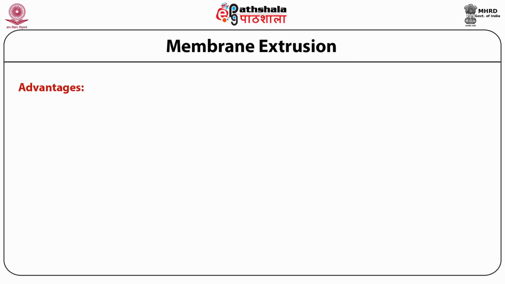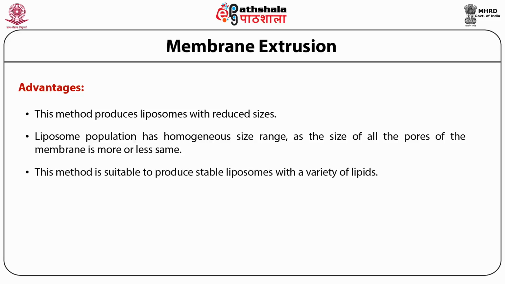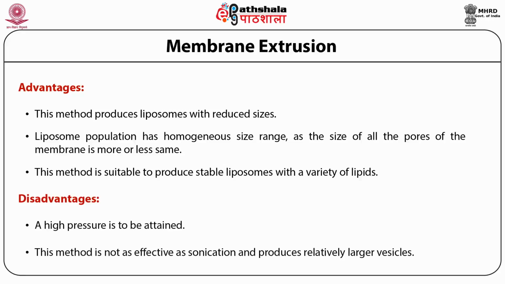The advantages of membrane extrusion method are: this method produces the liposomes with reduced size. Liposome population has homogeneous size range as the size of all the pores of the membrane is more or less same. This method is suitable to produce stable liposomes with a variety of lipids. Disadvantages of this method: first, a high pressure is to be attained. Second, this method is not as effective as sonication and produces relatively large vesicles.